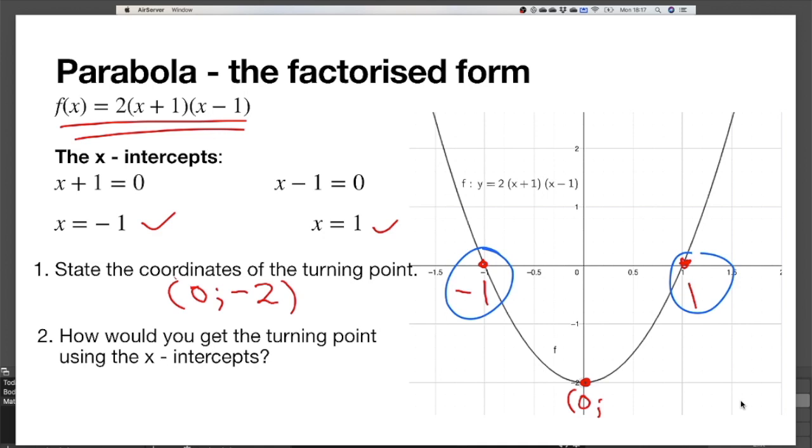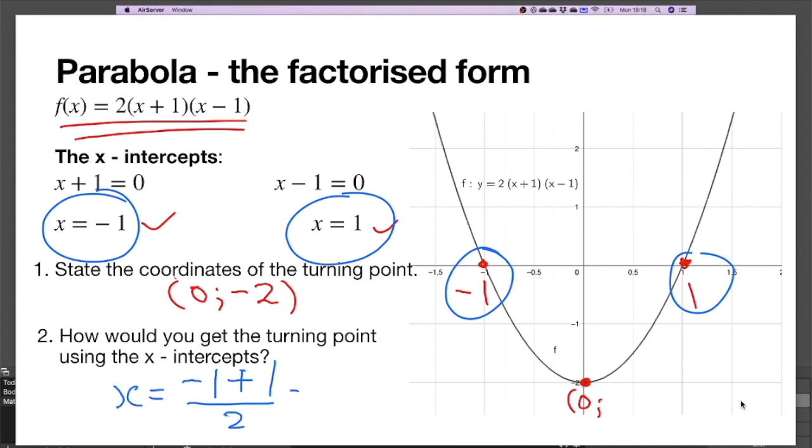So to get the x-coordinate of the turning point, all you need to do is take your x-intercepts. So you work out your x-intercepts. The first one is −1, and the second one is 1. Add them up together and divide that answer by 2. That will give you the x-coordinate, which is why we've got a 0. Now, if x = 0, you can find y by substituting x = 0 into the given function, and that should give you y = −2.